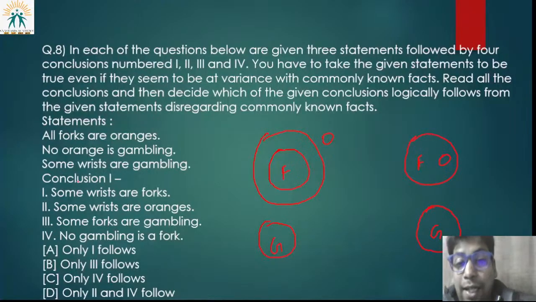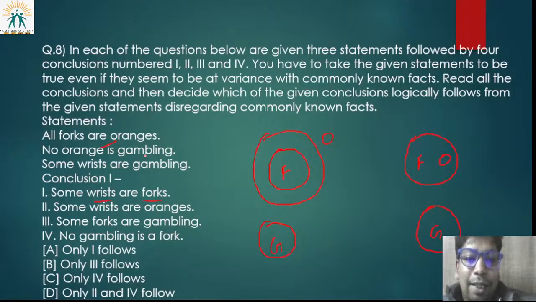Now the point is, I started making the Venn diagram, but there are three statements involved. So what to do in this case? Let me quickly tell you. You should not make the Venn diagram right away, by the way. What you should do when you have more than two statements like this is identify the ones that are needed. For example, wrists and forks. Now for wrists and forks you need all three. You see orange is connected here, right?